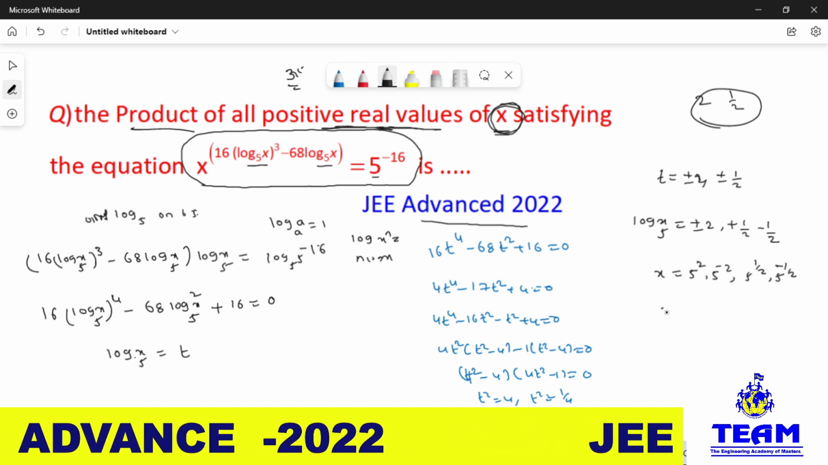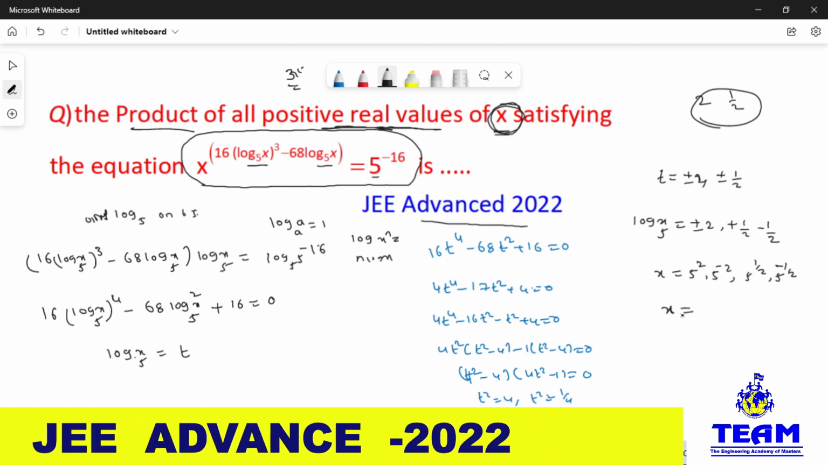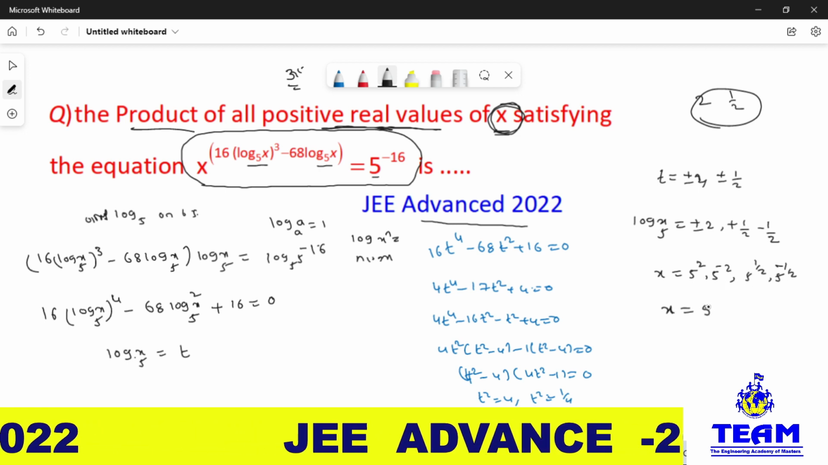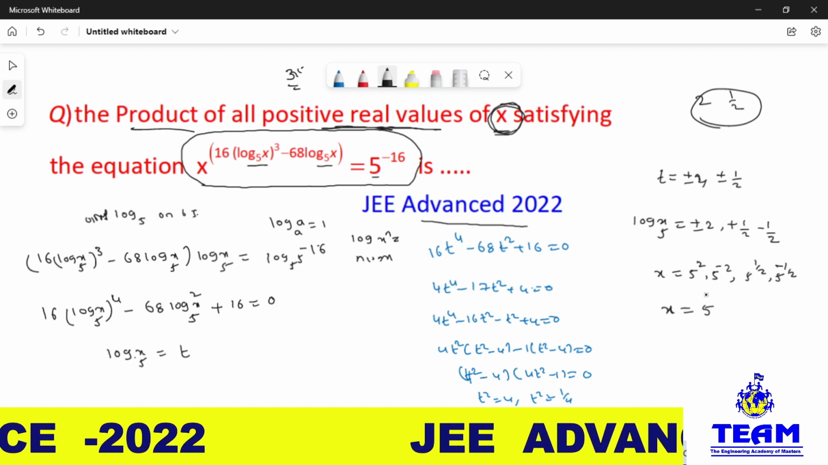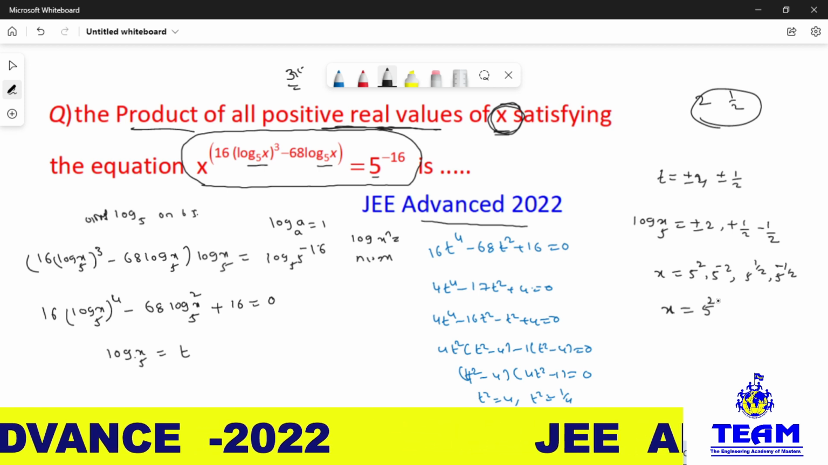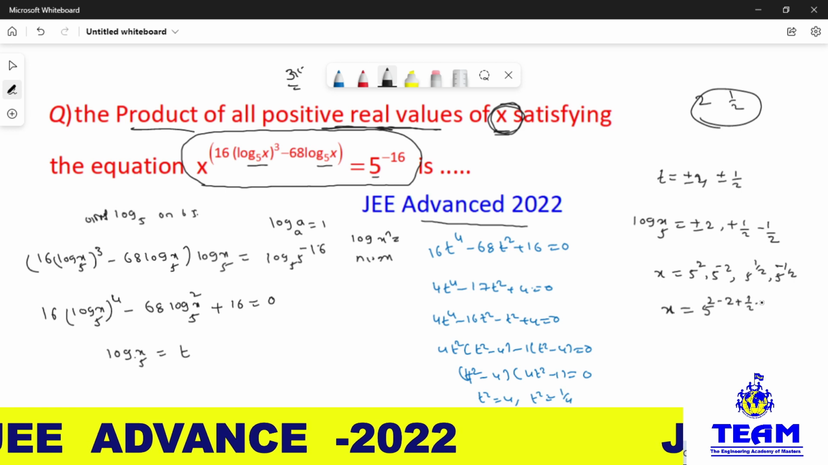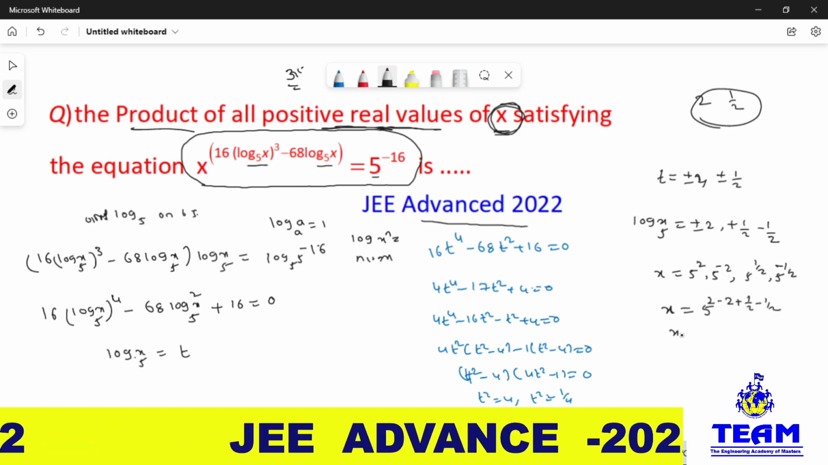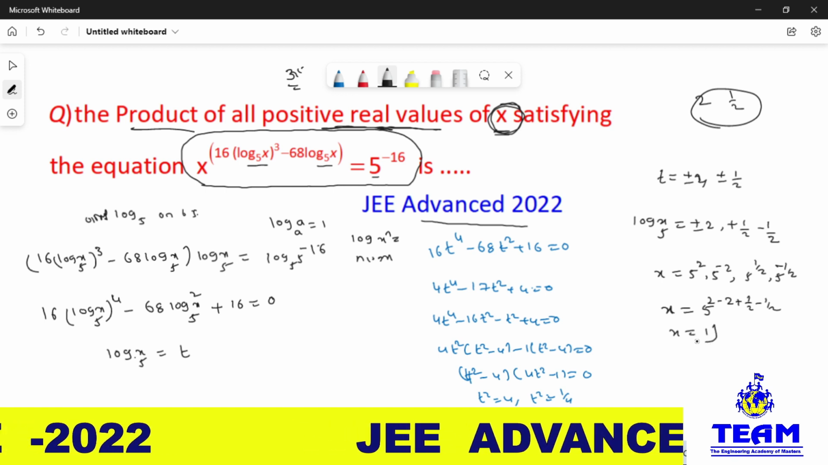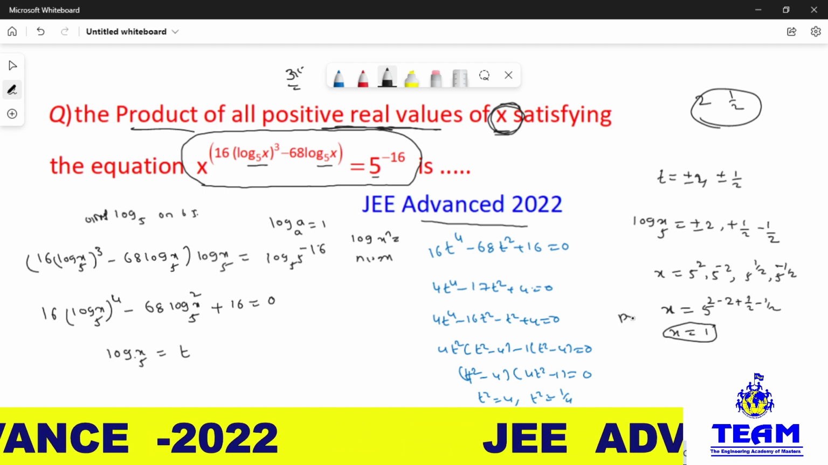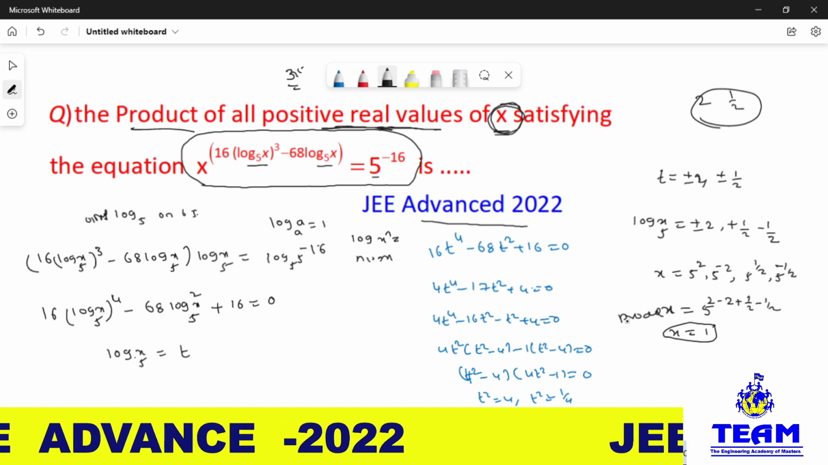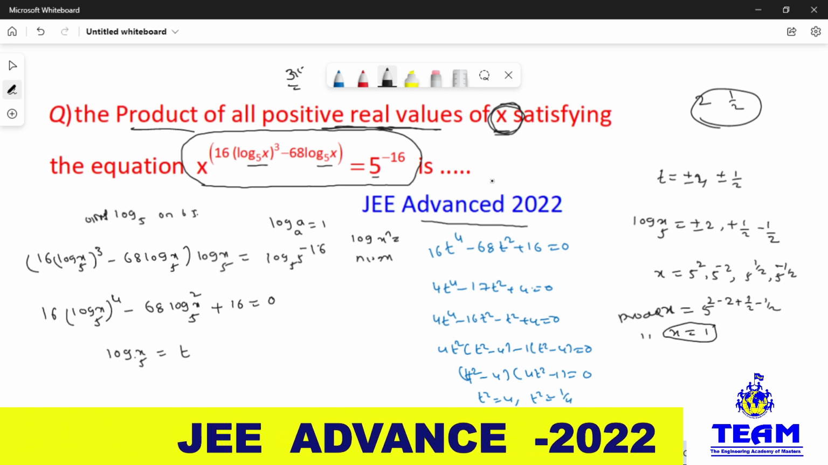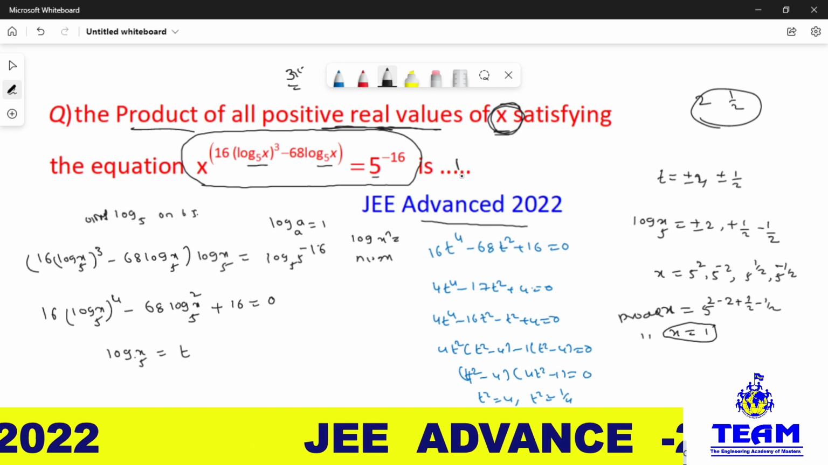Now I want the product of all these roots. You observe, luckily, all the bases are 5. When the bases are equal, the powers should be added, yes or no? So 2 minus 2 plus 1 by 2 minus 1 by 2. What will happen in the power? 0. So 5 power 0 is 1. So the product of the positive real values of x is 1. So the answer is 1. Hope it is clear for everyone.